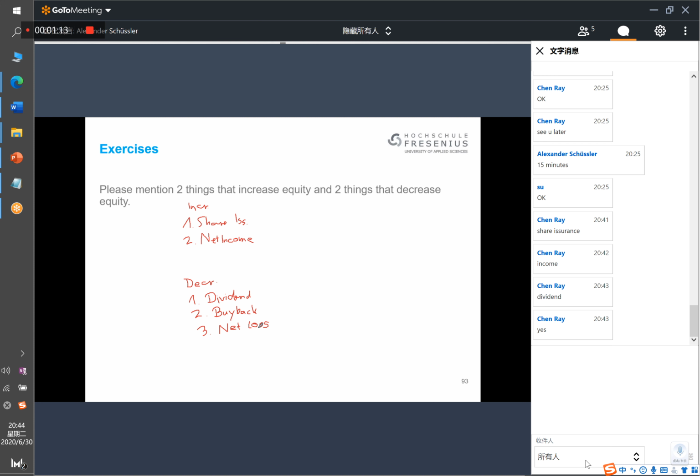Share issuance and net income increase equity. Net income, of course, because the more profit a company makes, the higher its equity. And share issuance also: if a company issues new shares, then this increases the share capital of the company.